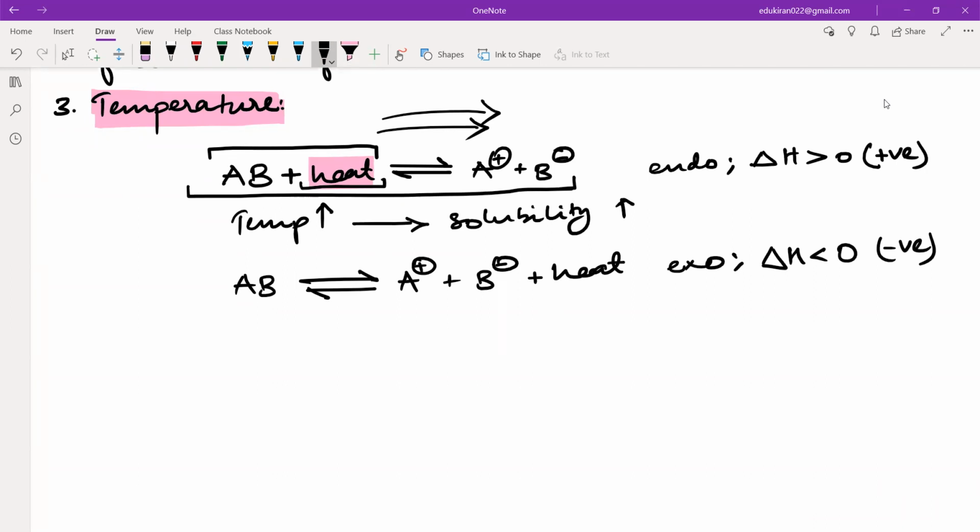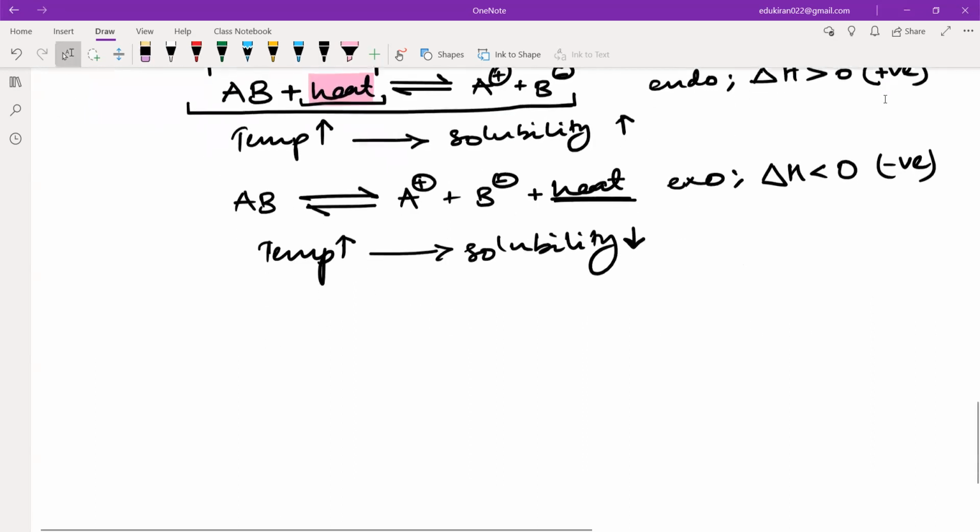Now, in the exothermic case, if we increase the temperature, then you see the heat content is in the product. So I am increasing the amount of product. Now, please remember, if I increase the amount of product, then the backward reaction will be favored, because we are getting more and more products here. And the solubility will decrease. Is that clear? Yes or no? Are both things clear? So you'll write here.